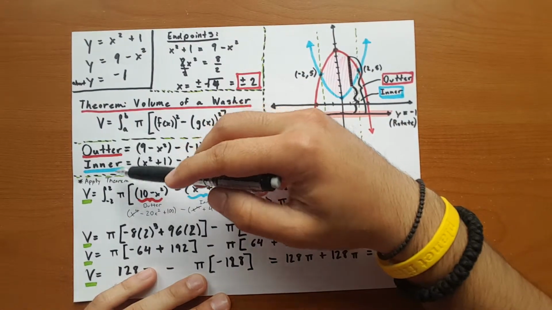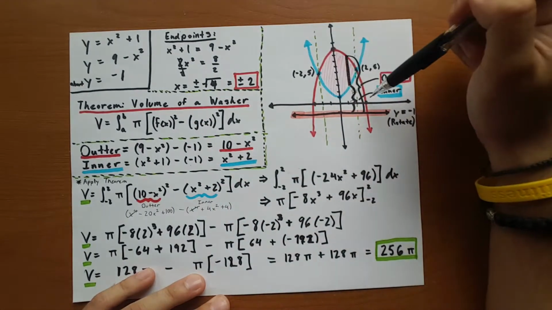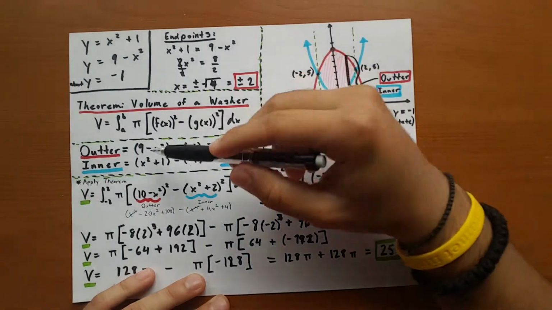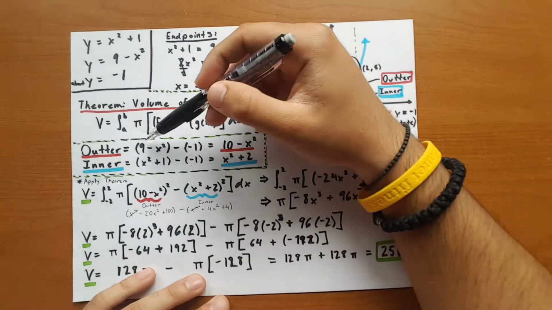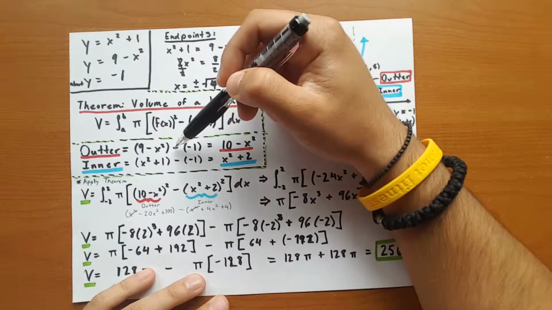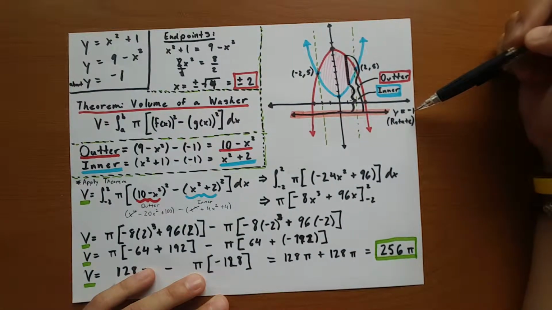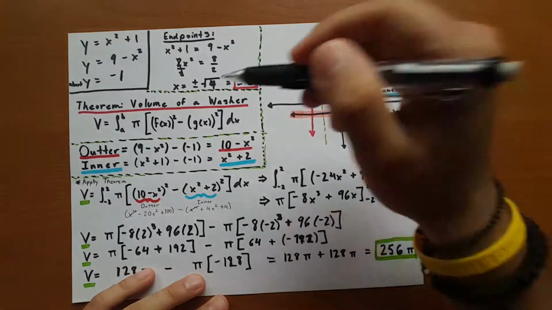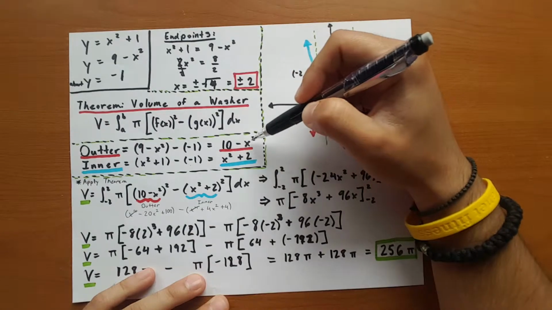So for each case, for the outer and inner radius, I have to figure out its radius from the axis of rotation. That's why for the outer function, for the outer radius, I did 9 minus x squared. Then you just subtract the axis of rotation. So that's why I subtracted negative 1. And then I got 10 minus x squared.